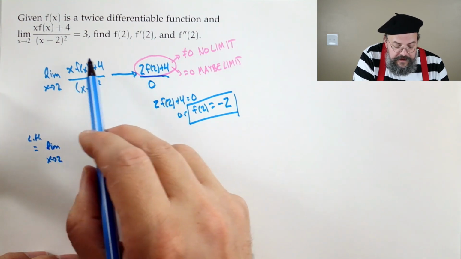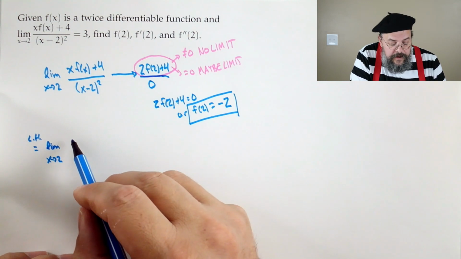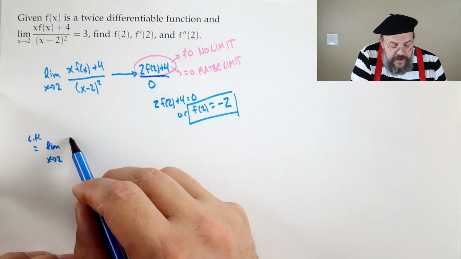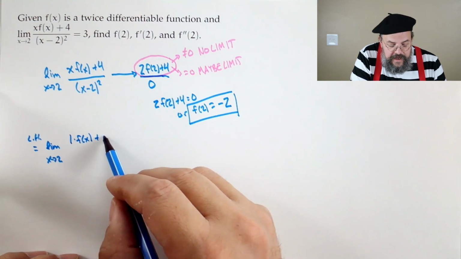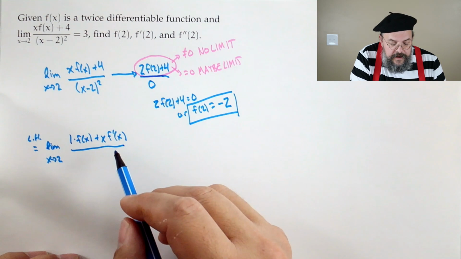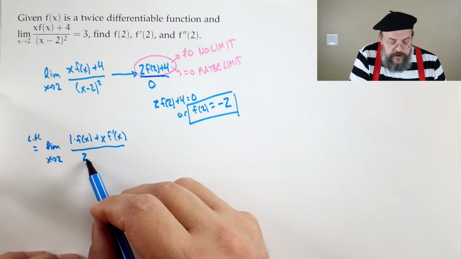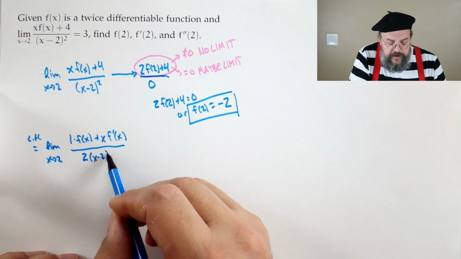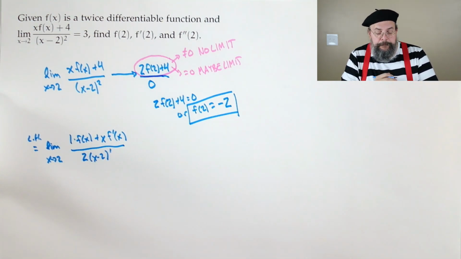So apply the derivative of the top. The nice thing is the derivative of 4 is 0, so that goes away. So the derivative of the first is 1 times the second, f of x, plus the first, x, times the derivative of the second, f prime of x, all over the derivative downstairs. That's 2 times x minus 2 to the 1 times 1. So I'm doing the chain rule right now.